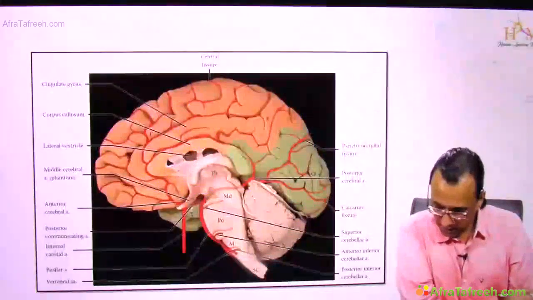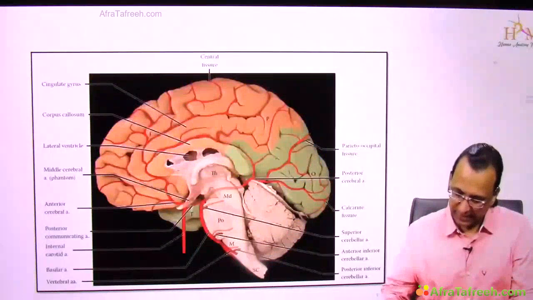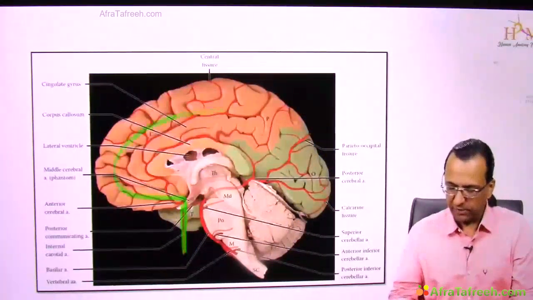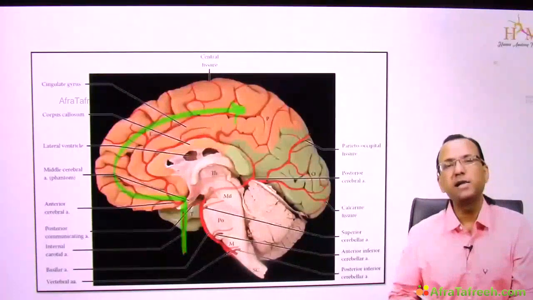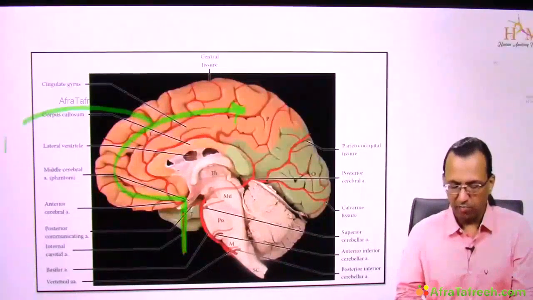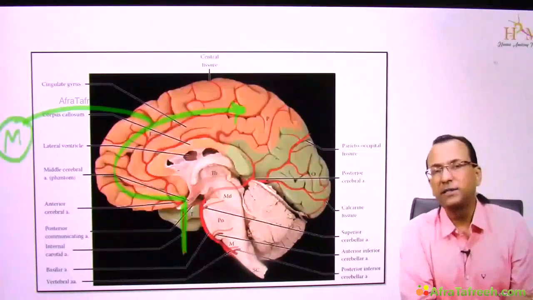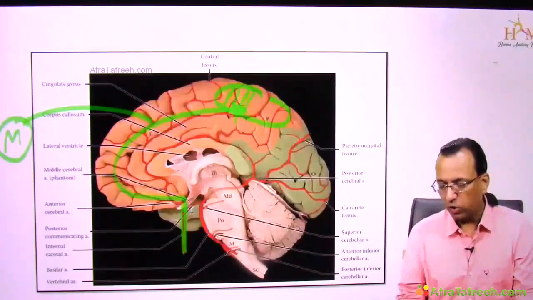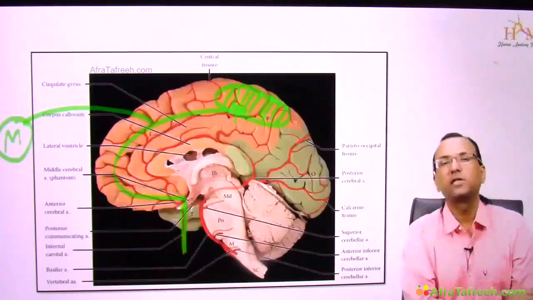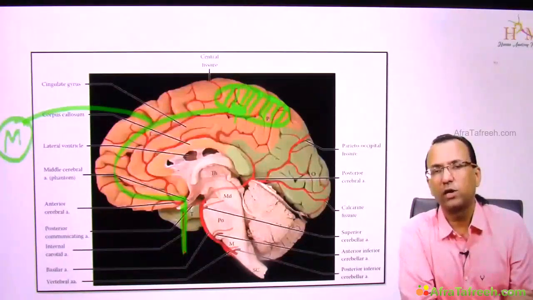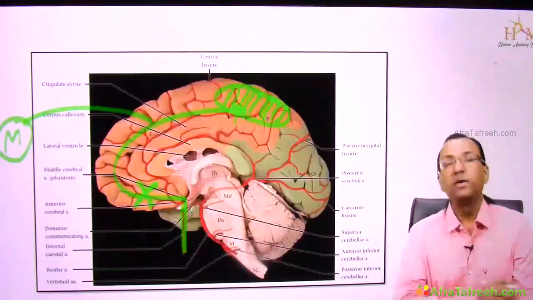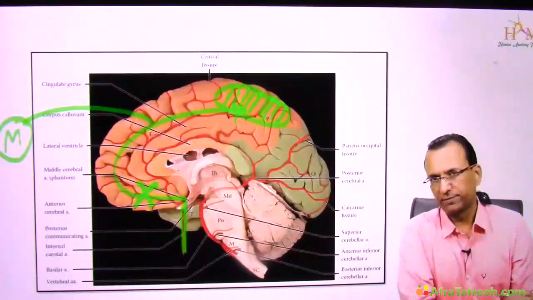And see, this is the internal carotid artery. It is giving the anterior cerebral artery, which supplies the medial cerebrum. The major artery on the medial cerebrum is the anterior cerebral artery. It will supply the paracentral lobule, the lower limb area. If you remember, there was a lower limb area in the paracentral lobule, the homunculus. If you block this artery, there is lower limb sensory and motor loss.